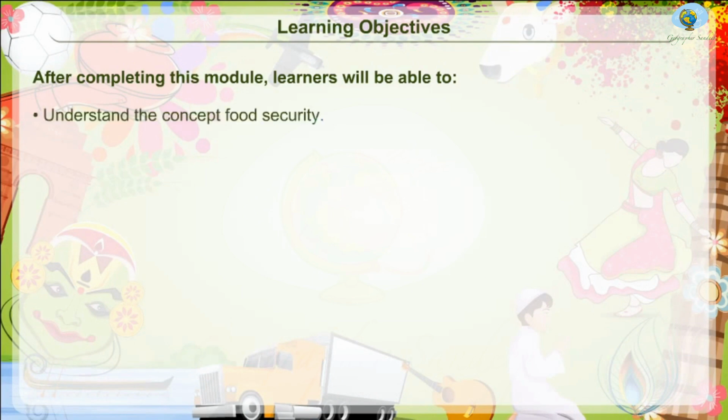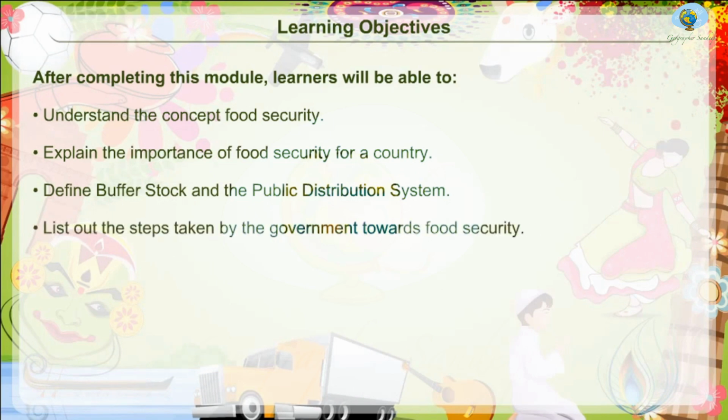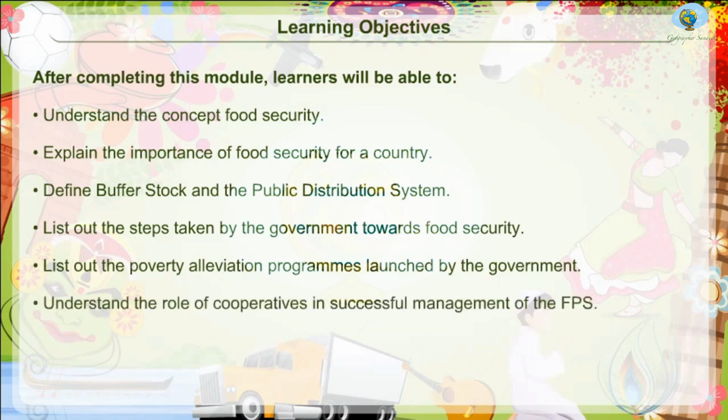Learning objectives. After completing these modules, learners will be able to understand the concept of food security, explain the importance of food security for a country, define buffer stock and the public distribution system, list out the steps taken by the government towards food security, list out the poverty alleviation programs launched by the government, understand the role of cooperatives in successful management of the FPS.